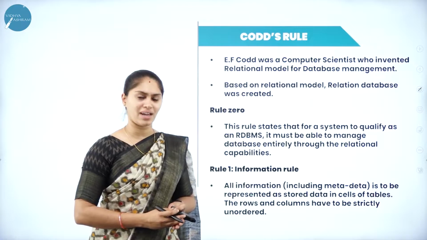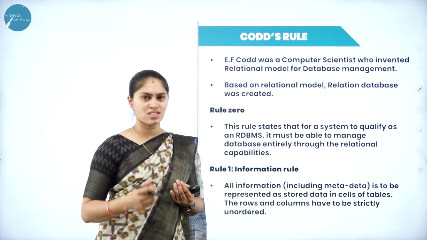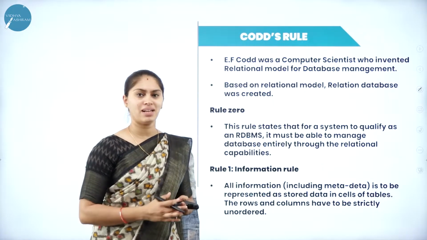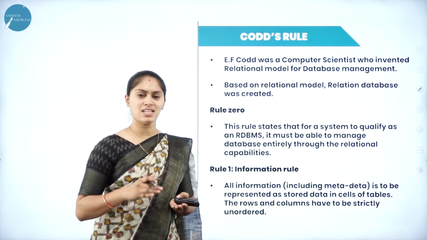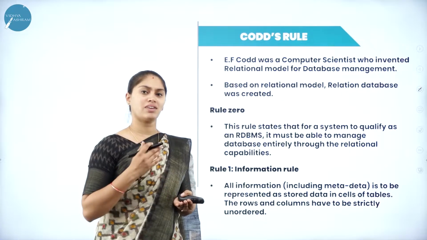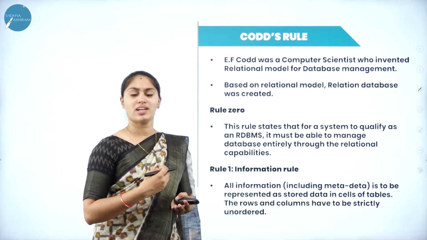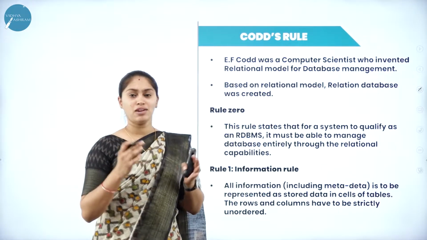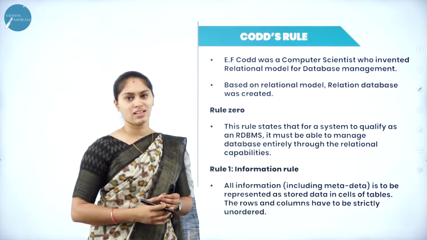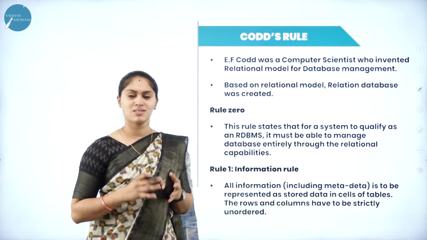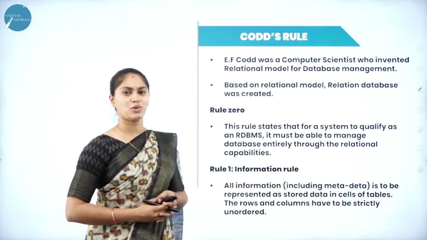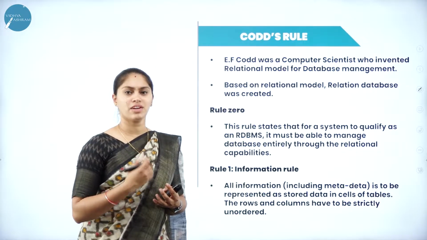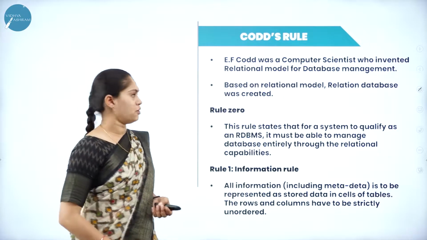What if I want to make my database management system a relational database management system? It has the capability to become an RDBMS from a DBMS. That means we can convert any DBMS into a relational database management system if it obeys E.F. Codd's 12 rules. That is what we are going to learn in today's session. Mainly he brought 13 rules, so we are going to see all the 12 rules here.